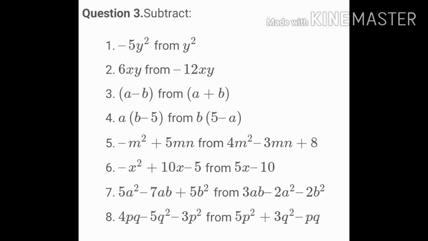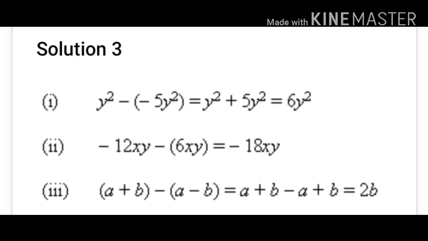Now see question number 3, children. Here we have to subtract. 8 parts are given and we are going to solve the questions now. First part, y² minus 5y², right? So it will be y² plus 5y², minus plus. Answer will be 6y². Similarly, second and third part will be solved.